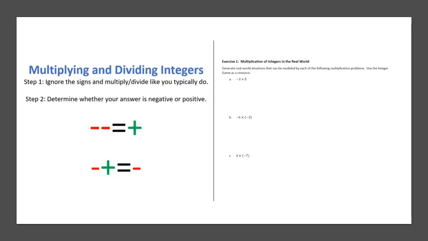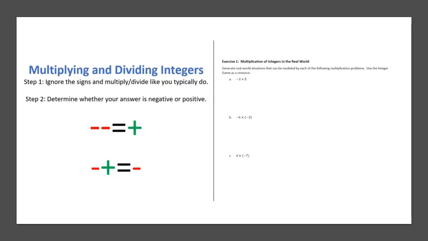So now we're going to solve a few problems. However, we're not going to use the quadrants. We're just going to solve it without. If I look at the exercise, it says multiplication of integers in the real world. Generate real world solutions that can be modeled by each of the following multiplication problems. Use the integer game as a resource. So I want you to think of a game or any real world scenario that will match with each of these problems. Then I want you to solve.